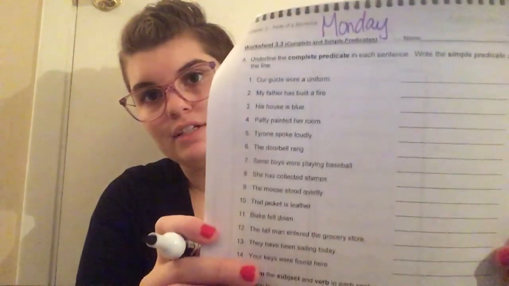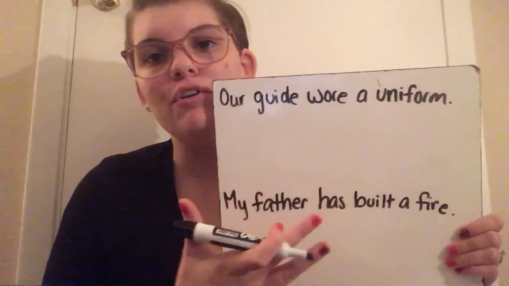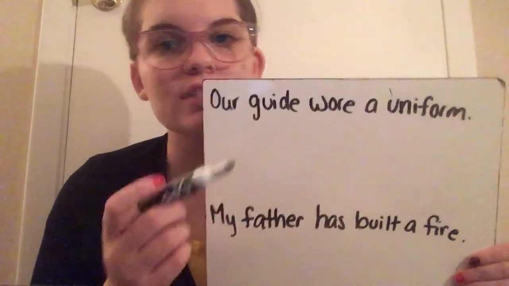Sorry, finding my marker. All right, and now we're going to talk about grammar, okay? So this week we're looking at diagramming sentences. So today's worksheet looks like this, and then you have diagrams down there that you got to do, okay? So up here it says underline the complete predicate in each sentence and write the simple predicate on the line. So I have numbers 1 and 2 written on my handy-dandy board, and we're going to go over those together, okay? So let's look at number 1.